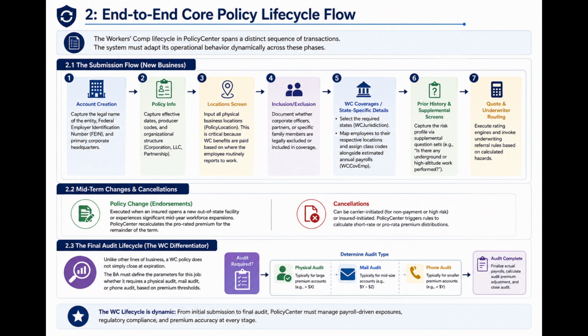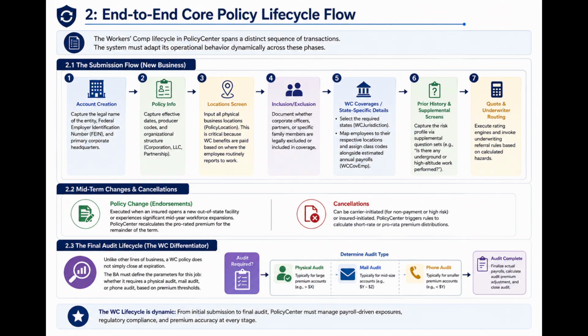The Federal Employer Identification Number is a vital identifier used downstream to check for duplicate accounts and ensure compliance with regulatory reporting. Following account creation, the user progresses to the Policy Info screen to capture the policy effective and expiration dates, organization type, such as a corporation or limited liability company, and the designated producer codes that attribute commission to the correct agency. The subsequent stage in the submission flow is the location screen, which is exceptionally critical for workers' compensation due to the localized nature of the risk.